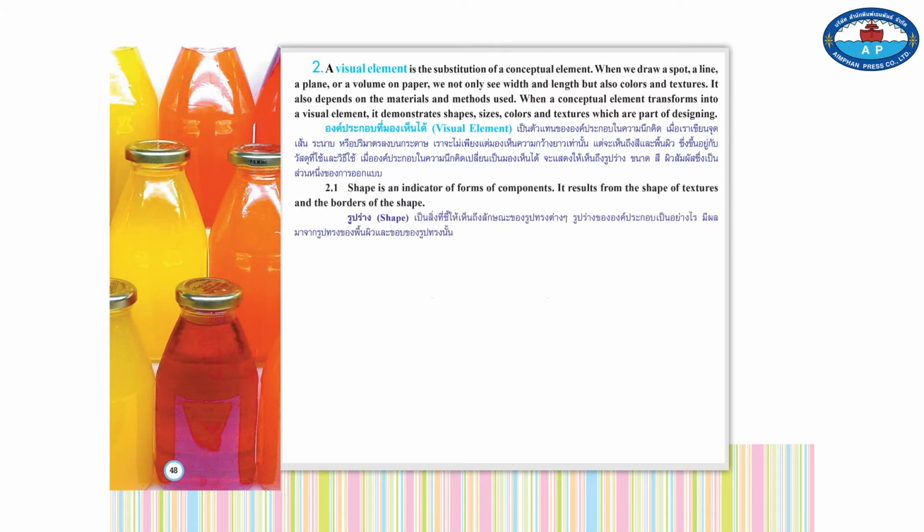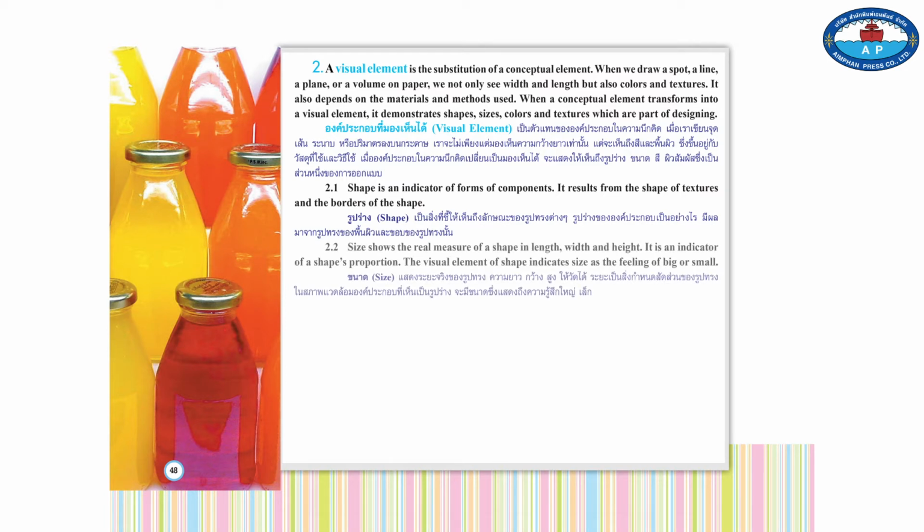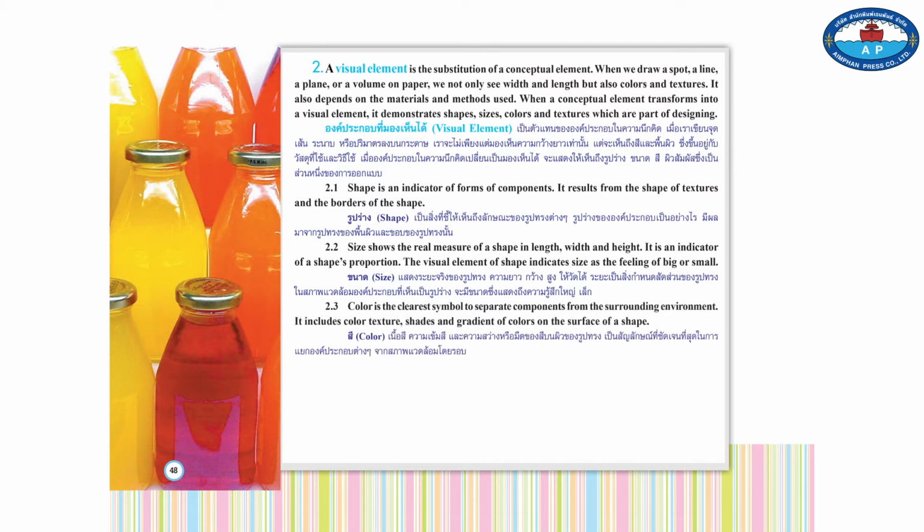It results from the shape of texture and the borders of the shape. 2.2. Size shows the real measurable amount of a shape in length, width, and height. It is an indicator of shape proportion. The visual element of shape indicates sizes as a feeling of big or small. 2.3. Color is a clear symbol to separate components from the surrounding environment. It includes color, texture, shape, and gradients of colors in the shape of the surface of a shape.